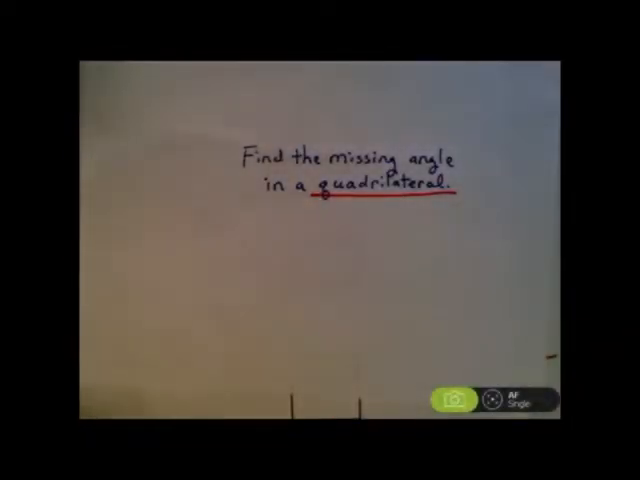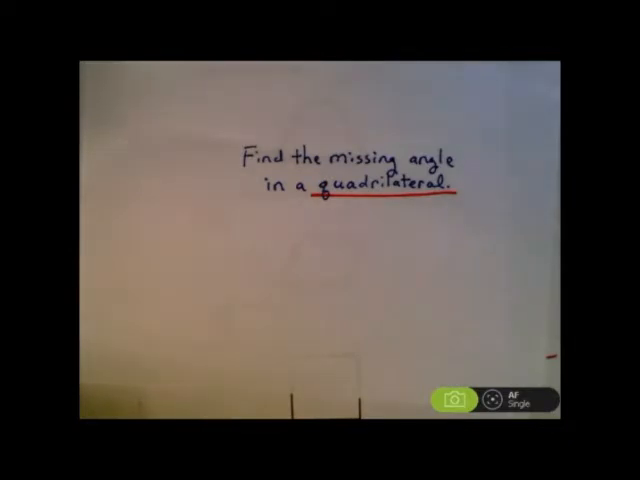Hi, in this video we're going to find the missing angle in a quadrilateral. The first thing to remember is that the sum of all the angles in a quadrilateral equals 360 degrees. You'll hear me repeat that quite often in this video because it's pretty much the solid information that you're going to have for any quadrilateral.